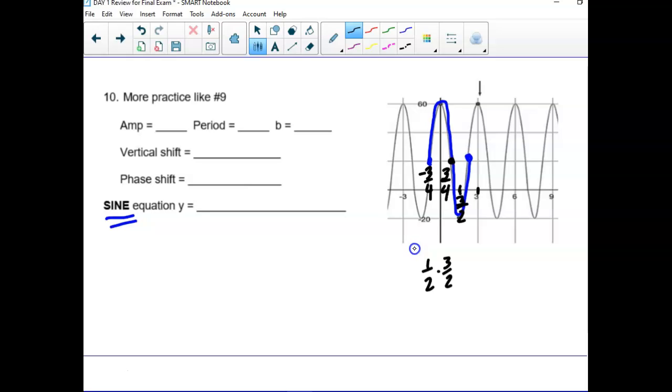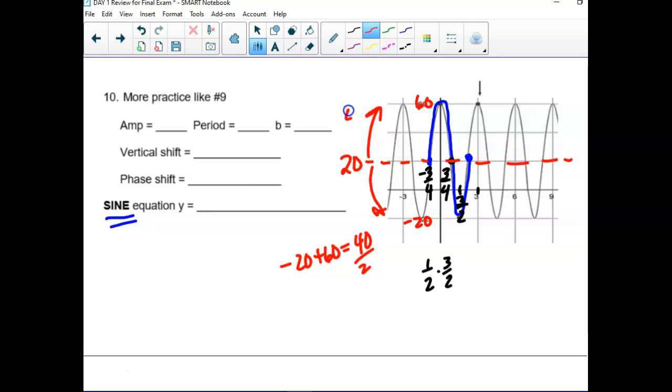Where's the midline? Can anybody tell that? This is just a nasty example, but from -20 to 60 is 40 divided by 2. The midline is at 20. Does that work? Is that positive 20? And then down to -20 and up to 60 is how much either way? 40. So the amplitude is 40. The period is actually 3, and you could have just gone from here to here. Okay, it doesn't matter that it was a cosine shape. The period is 3. So B would be 2 pi over 3.